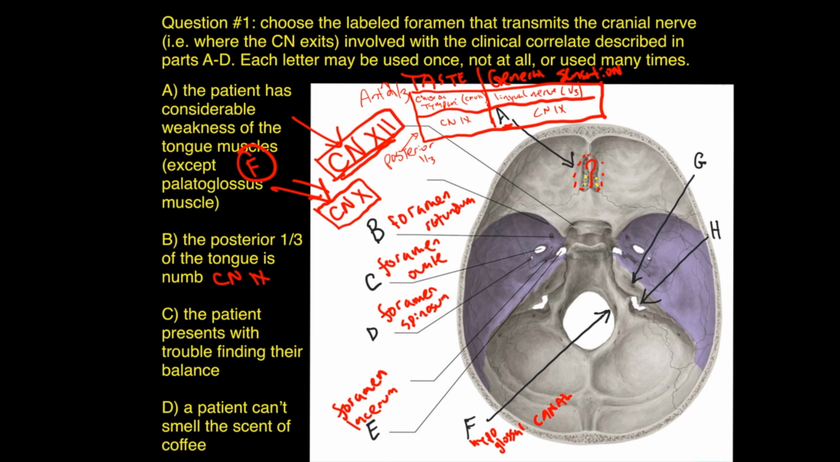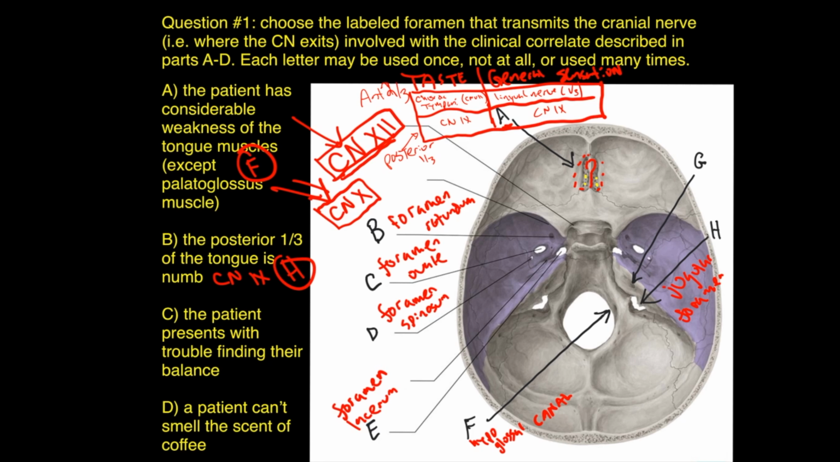So where does cranial nerve 9 exit the cranial vault? Yeah, it's going to be through that jugular foramen. I don't think we've hit the jugular foramen quite yet, so let's go through more answer choices. So letter H here is my jugular foramen. So my answer choice for B is H, jugular foramen.